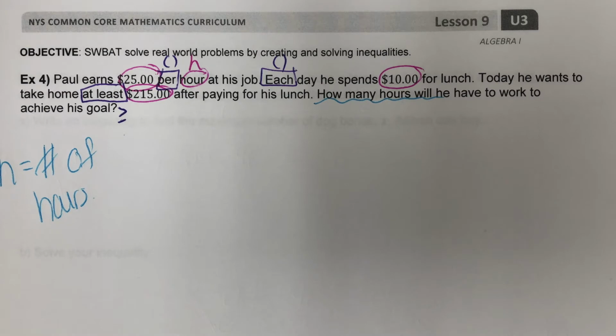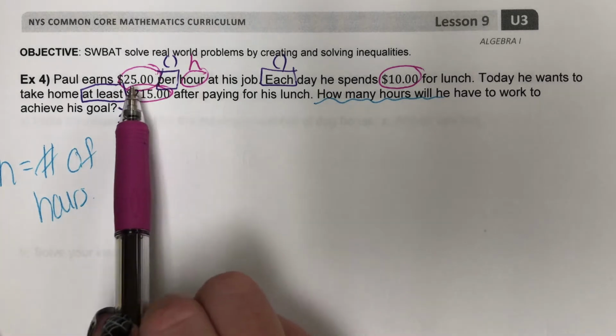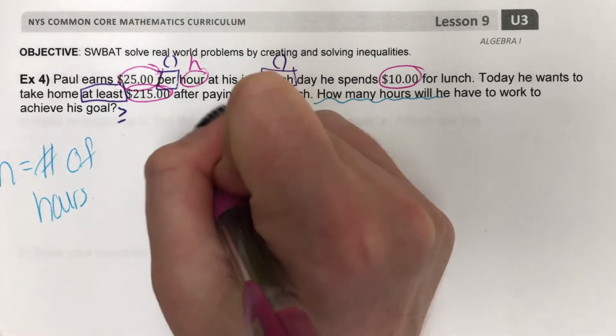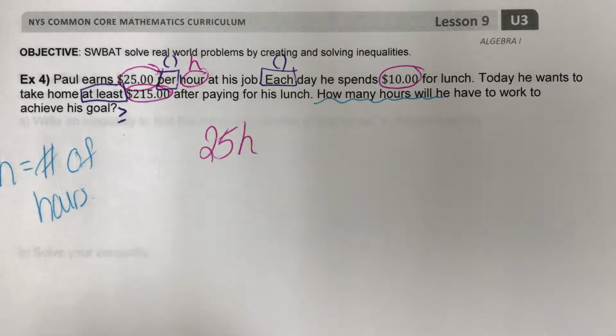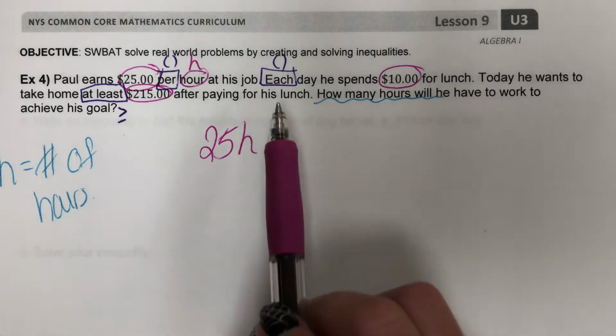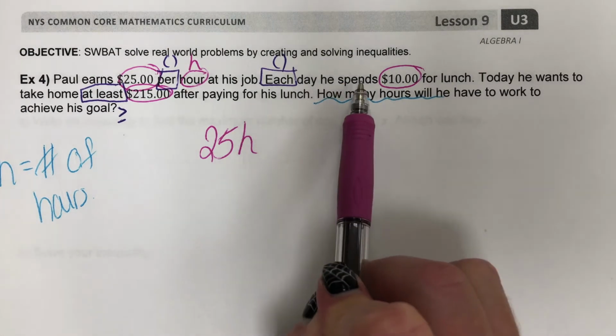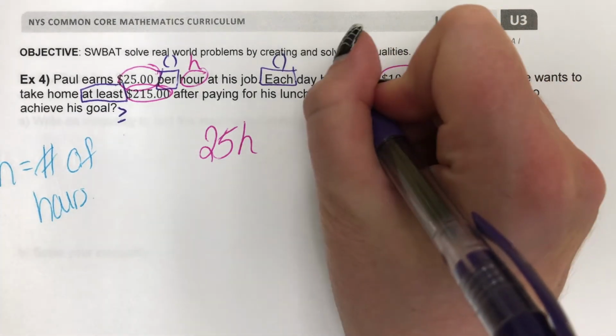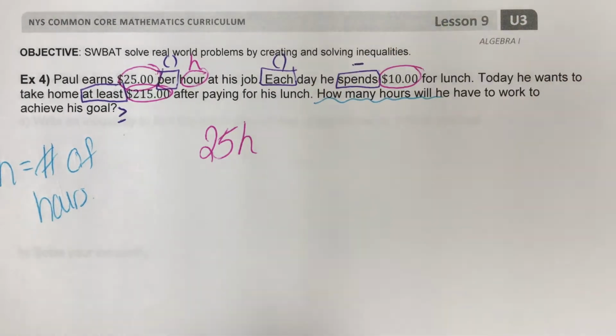This doesn't look like it's going to be as nicely put together as example 3. All right, we kind of have to read into the question here. I know that I'm going to multiply $25 and H, so I can at least rewrite 25H. Each day, he spends $10. Spends is a subtraction word, all right?